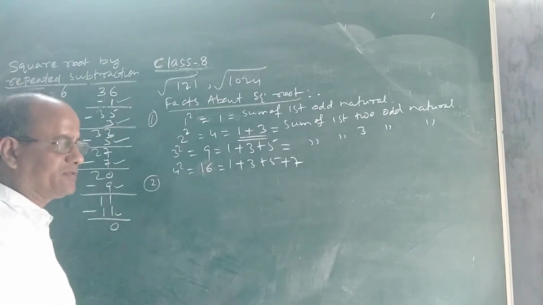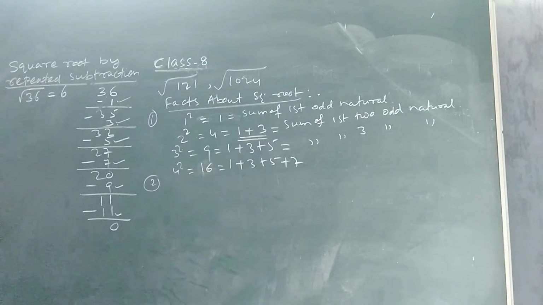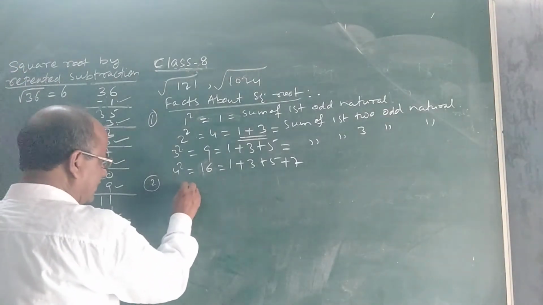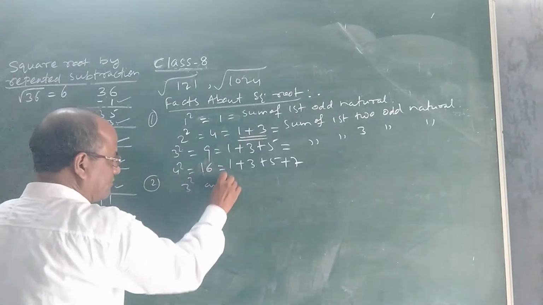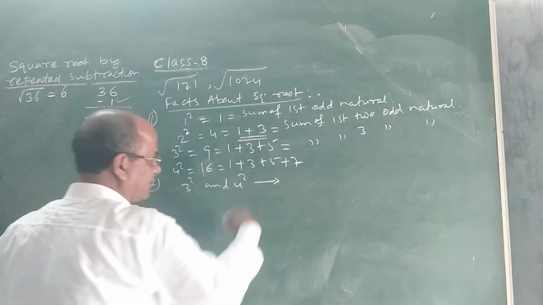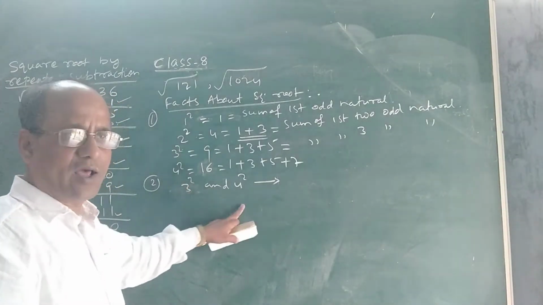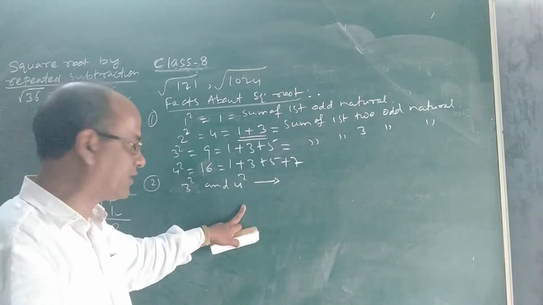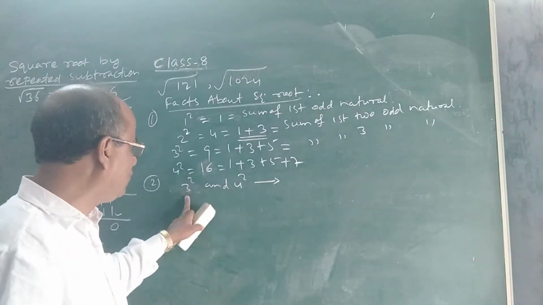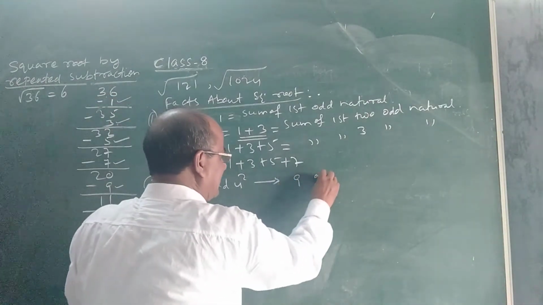You see the other second important property. Suppose you are given the squares of 3 and 4. 3 is a natural number, 4 is a natural number. 3 and 4 are what? Consecutive natural numbers. Consecutive means next or just after. If you take the squares of two consecutive natural numbers, what are they? It is 9 and 16.